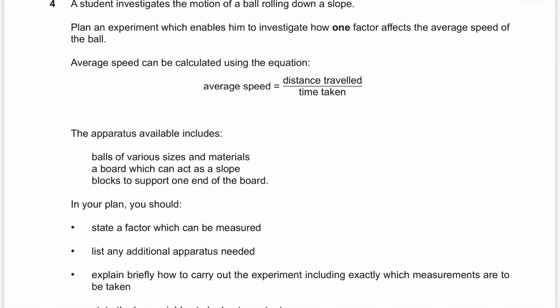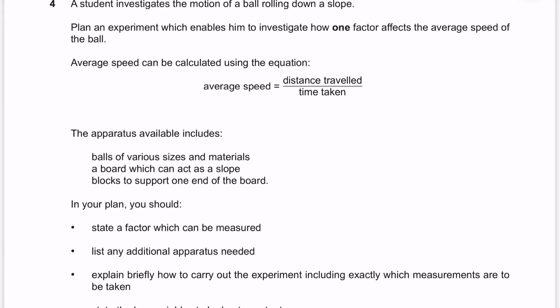A student investigates the motion of a ball rolling down a slope. Plan an experiment which enables him to investigate how one factor affects the average speed of the ball. Average speed can be calculated using the equation: average speed is equal to distance traveled by time taken. The apparatus available includes balls of various sizes and material, a board which can act as a slope, blocks to support one end of the board.